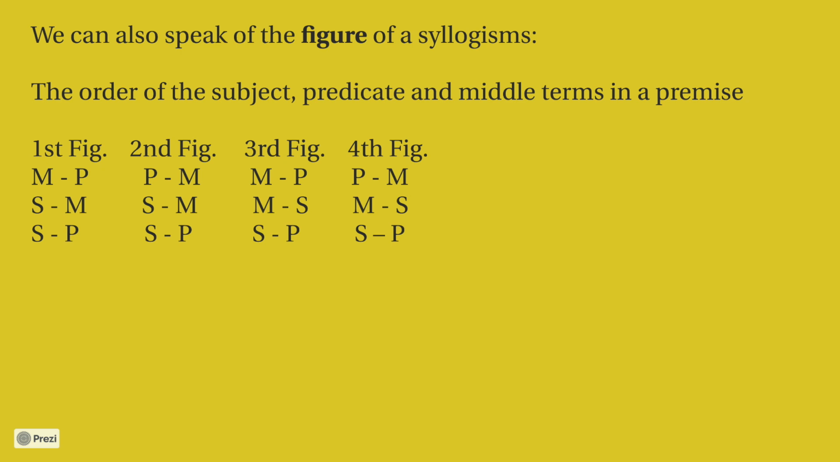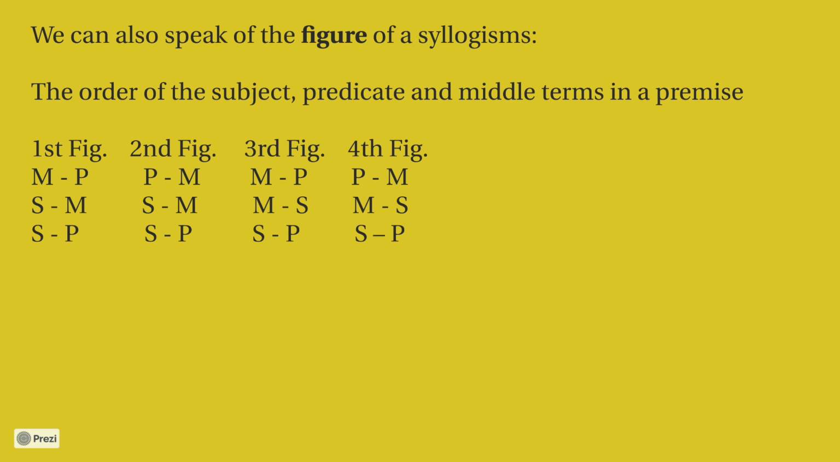In the first figure, we are presented with a middle term, then a predicate, and then in the second premise, a subject, then the middle term, to give us the conclusion subject-predicate. In the second figure, we begin with predicate moving to middle term. Then in premise two, we have the subject moving to middle term to reach the conclusion involving the subject and the predicate. In the third figure, we move from middle term to predicate. Premise two, we move from middle term to subject to reach the conclusion subject-predicate. And in our fourth figure, we begin with the predicate moving to the middle term. In the second premise, we move from the middle term to the subject to reach the conclusion subject-predicate.